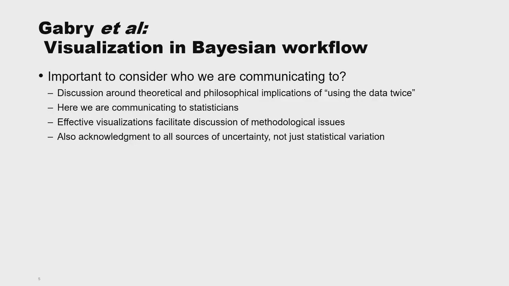So one thing I think this paper really demonstrates is that it's important to consider who we are communicating to. In the discussion section, there's a discussion around the theoretical and philosophical implications of using the data twice. I think that's an additional discussion that we can have later. Here it's clear that we are communicating to ourselves as statisticians.